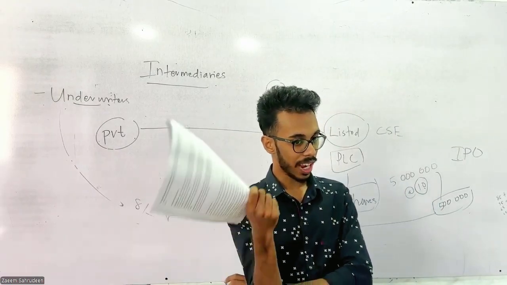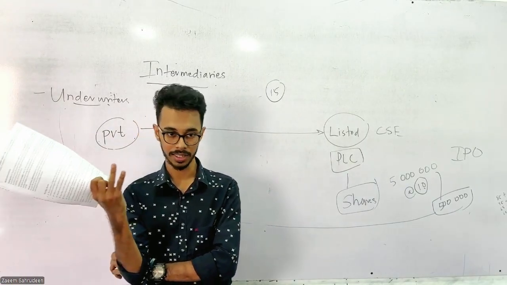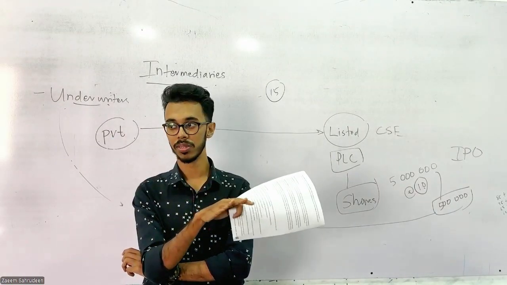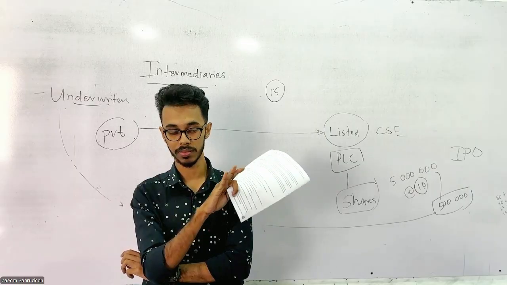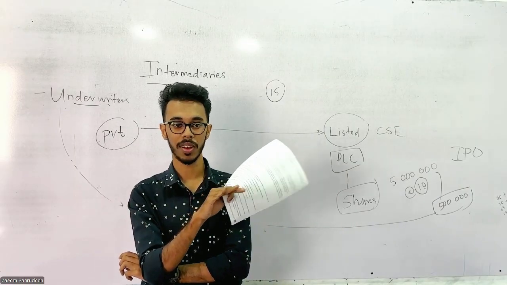In commercial banks, you can have current accounts and foreign currency. But when it comes to cooperative banks, you can't do current account transactions or foreign currency transactions.